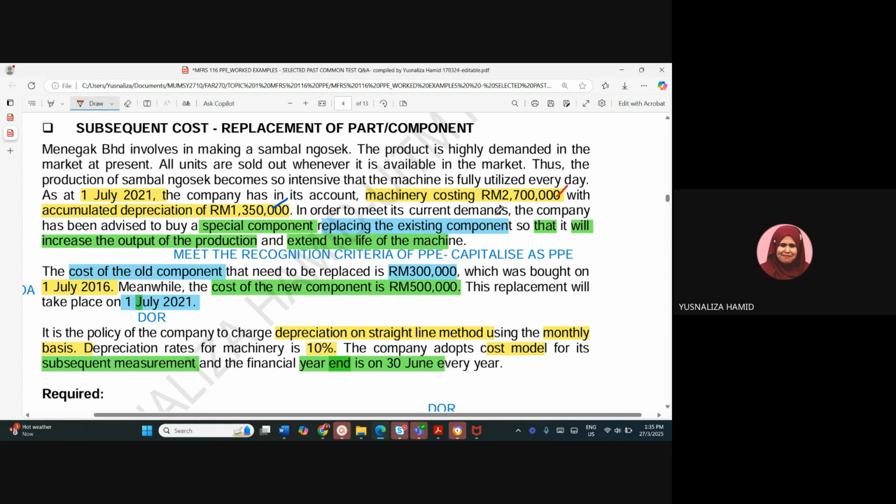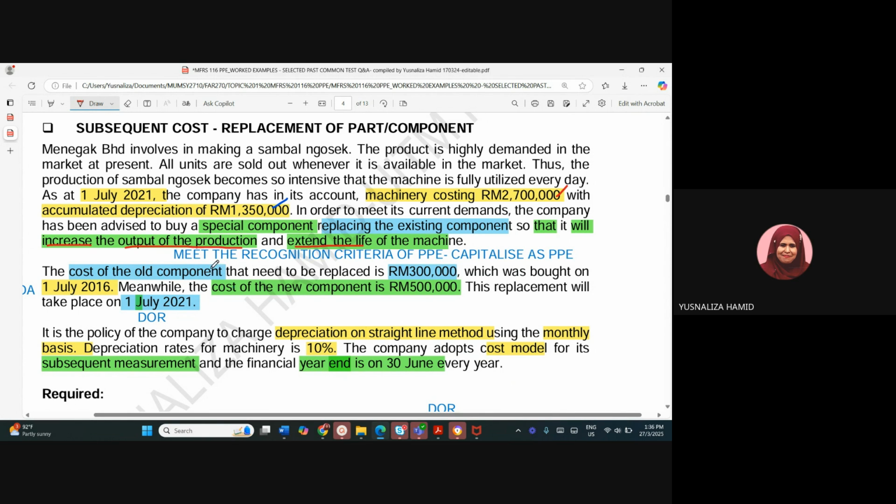In order to meet the current demands, the company has been advised to buy a special component. That special component is replacing the existing component. And that special component increases the output of the production and extends the life of the machine. So here it meets the recognition criteria of the PPE. Why? Output of the production has been increased and the life of the machine can now be extended, right? So life has been extended. So this is meeting the criteria and therefore you can capitalize the purchase of the special component to be part of the PPE itself.